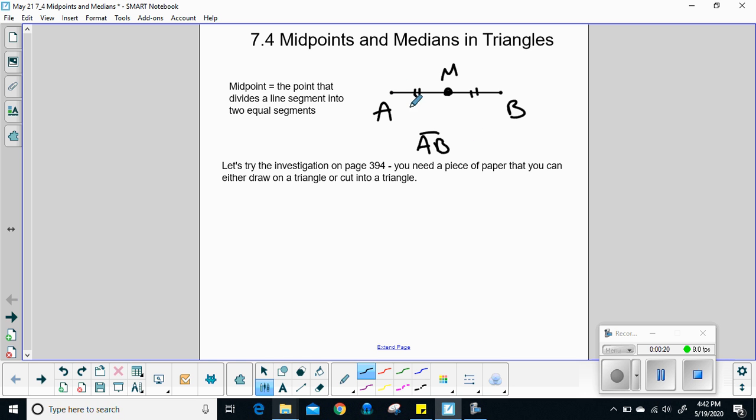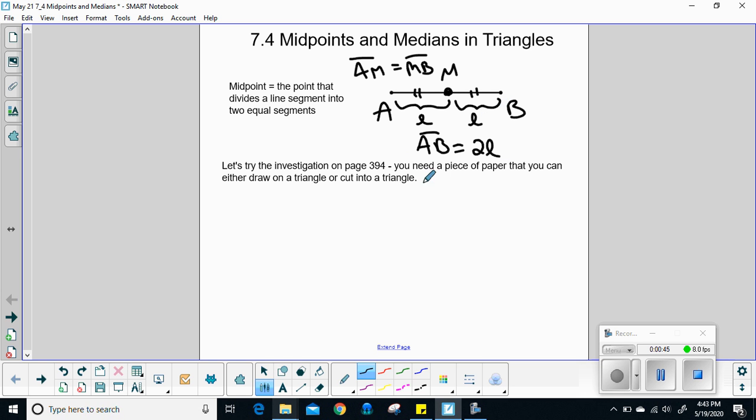So if this side is one length, and this side is another length, that means that the length of AM is the same as the length of MB. So AM is equal in length to MB. So the midpoint is exactly in the middle, okay? And that means that the total length is 2 times it.